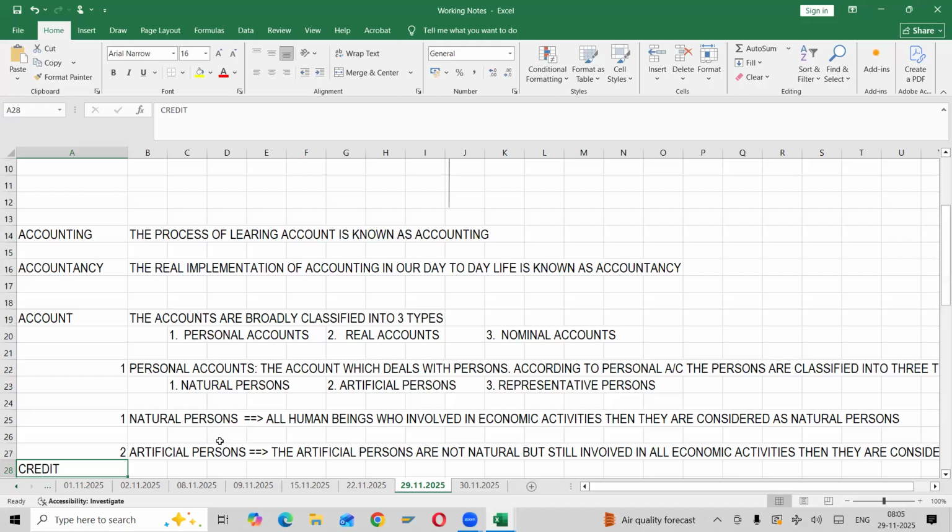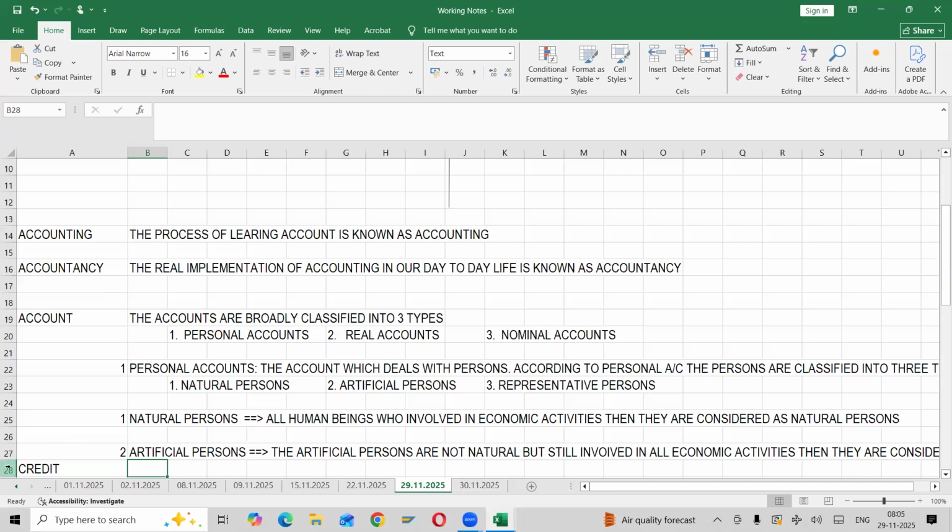So if you take restaurants, colleges, hospitals, companies, businesses, banks, wherever economic activity is involved and they are not natural persons, then consider them as artificial persons as per your personal accounts. Clear? Example.